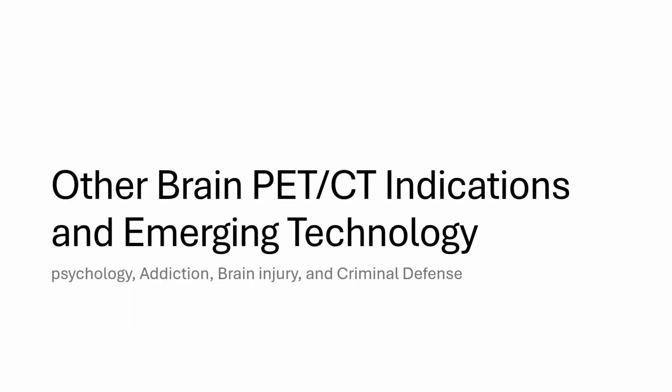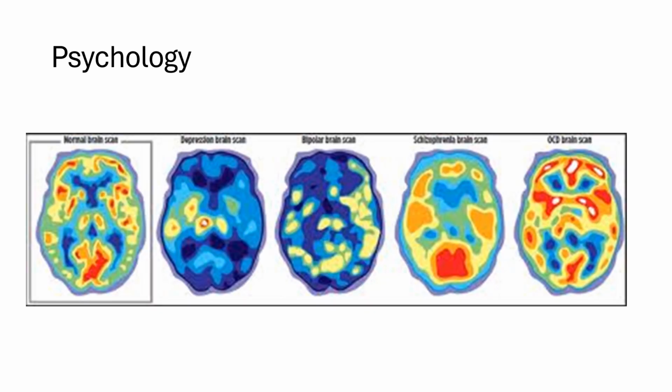Now on to other brain PET CT indications and emerging technologies. This includes psychology, addiction, brain injury, and the use of PET in criminal defense. So one of the things that PET imaging can be used for is looking at brain metabolism and how that correlates to certain psychological disorders.